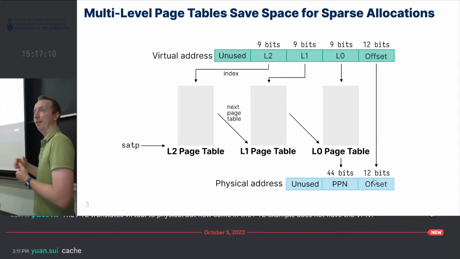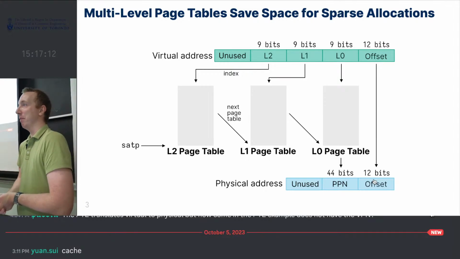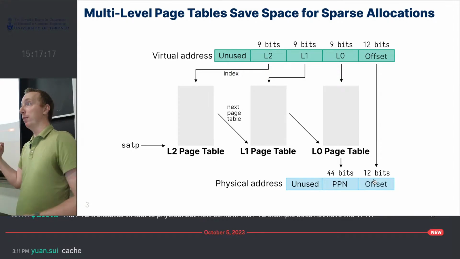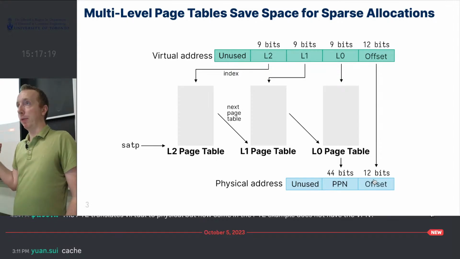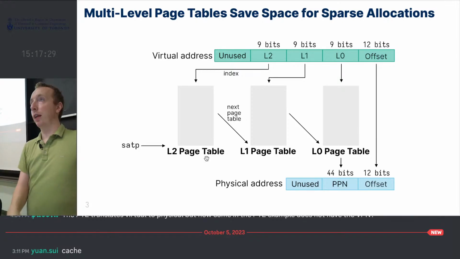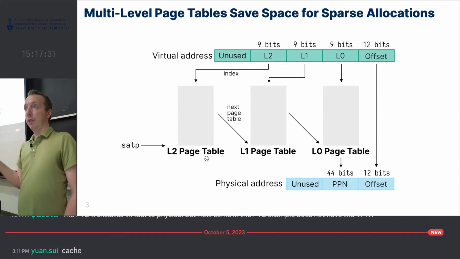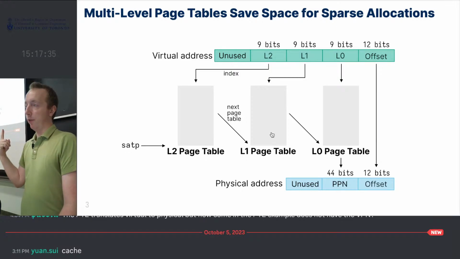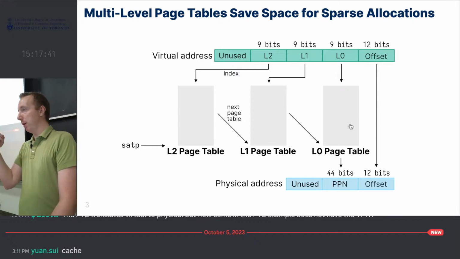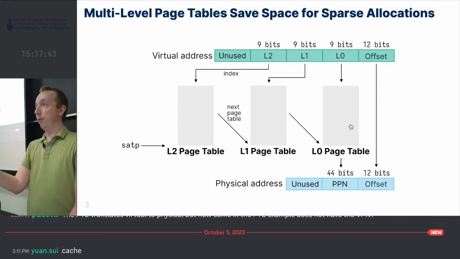So how does this minimize space? That's a good question. Before, when we had a giant page table to translate a single address, we needed that giant page table, so we needed a whole gigabyte. In this case, how much space do I need to translate a single address? Well, this L2 page table fits on a page, so I need 1 page for that. Then it points to an L1 page table, which fits on a page, so I need a page for that. Then this points to an L0 page table, which fits on a page, so I need a page for that.